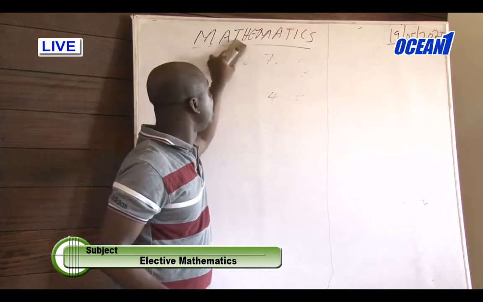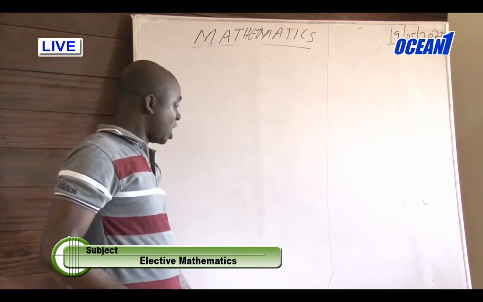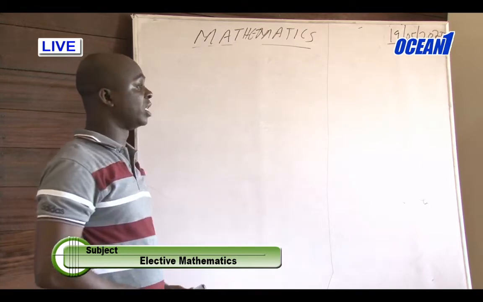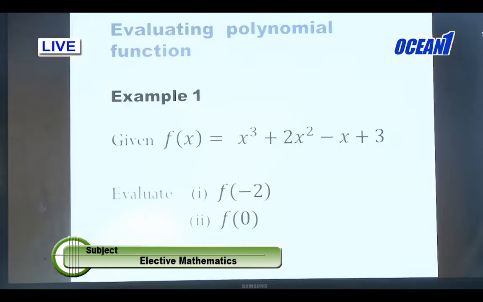Now let's see our first example to illustrate our work. Let's try our hands on it. f of x is equal to x cubed plus 2x squared minus x plus 3. First, before you start on the expression, name it appropriately, at least in terms of the degree, and then evaluate f of minus 2 and f of 0. I will give you 30 seconds to evaluate even the first one, f of minus 2.